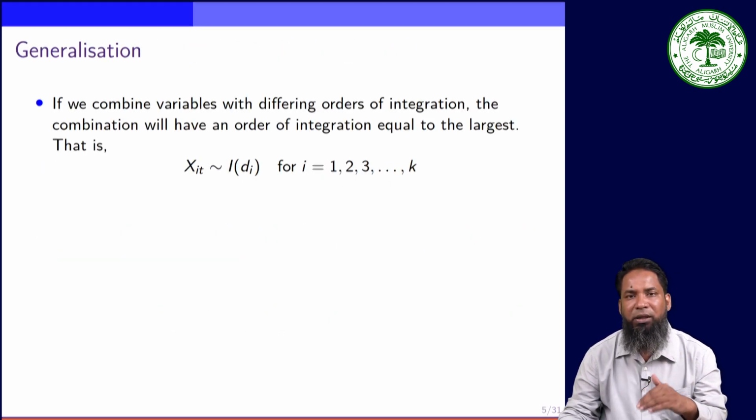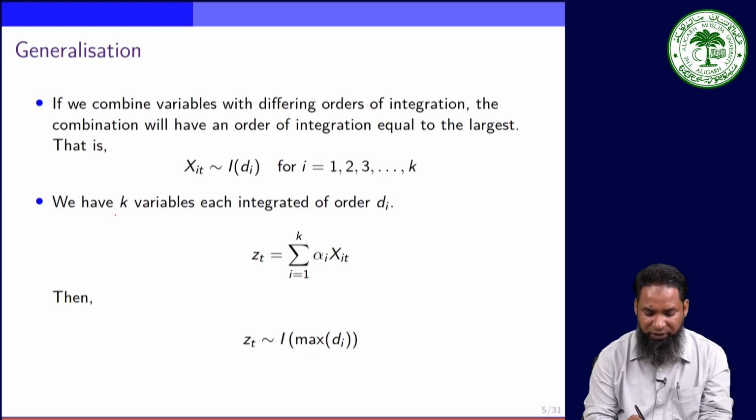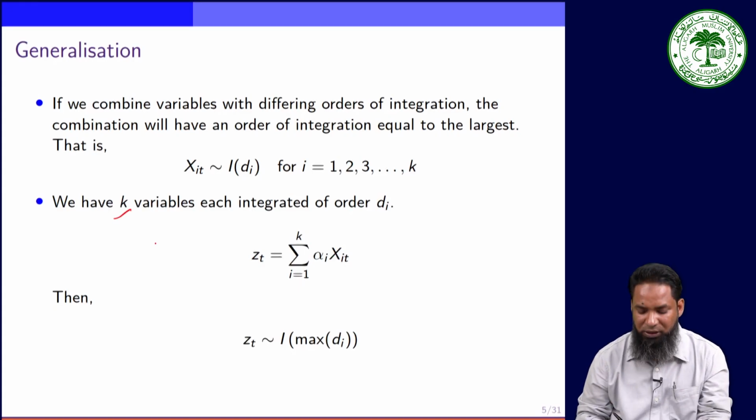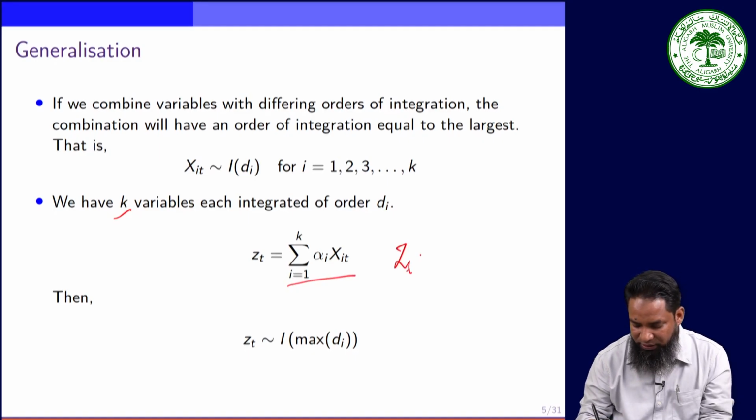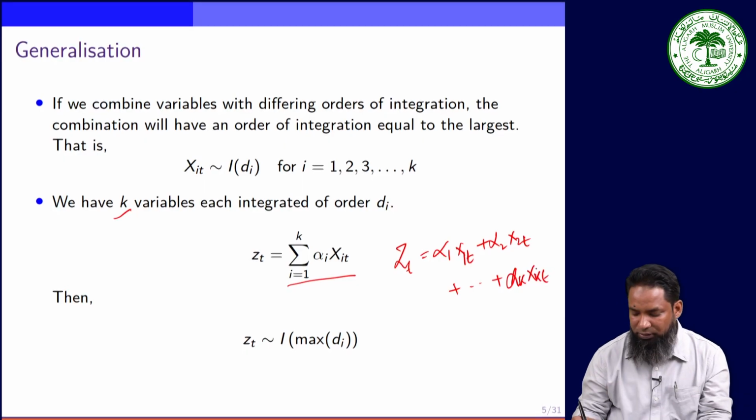Let's generalize that to more than two variables. Let's say we have different variables integrated of different orders. If we have k variables and we combine them in a linear combination of this form, zt is alpha 1 x1t plus alpha 2 x2t, and so on up to alpha k xkt.